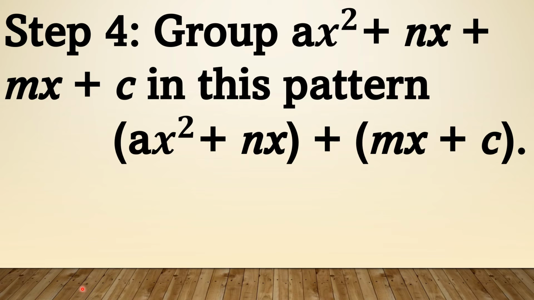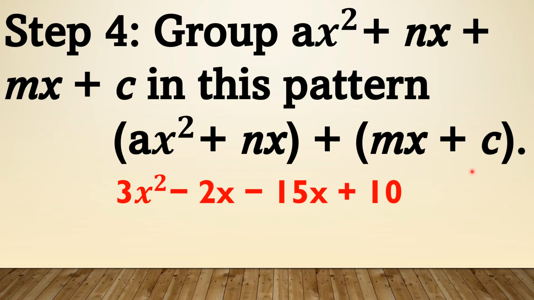Step 4, we are going to group ax squared plus nx plus mx plus c in this pattern. So if we're going to group, we have ax squared plus nx, and the second group is mx plus c. So that will be 3x squared minus 2x minus 15x plus 10.